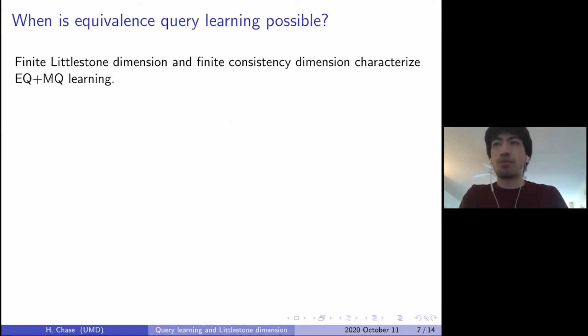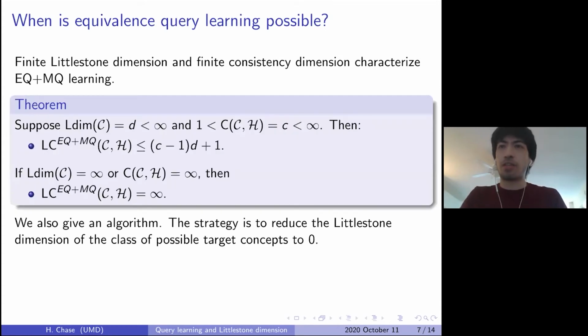Okay, so when is this possible? If both Littlestone dimension and the consistency dimension are finite, then we can learn in roughly C times D many queries, where C is the consistency dimension and D is the Littlestone dimension. And if either of these quantities is infinite, then the learning complexity is infinite.